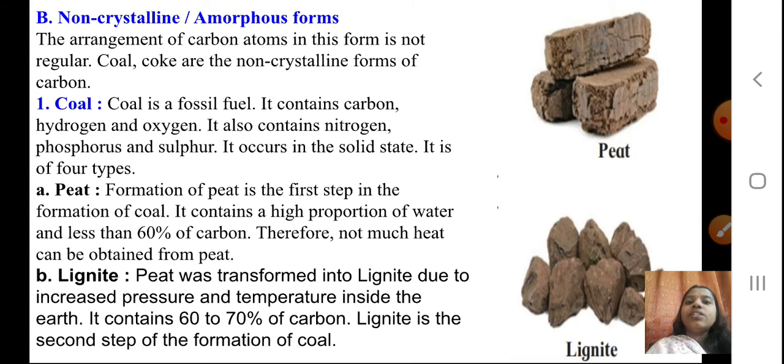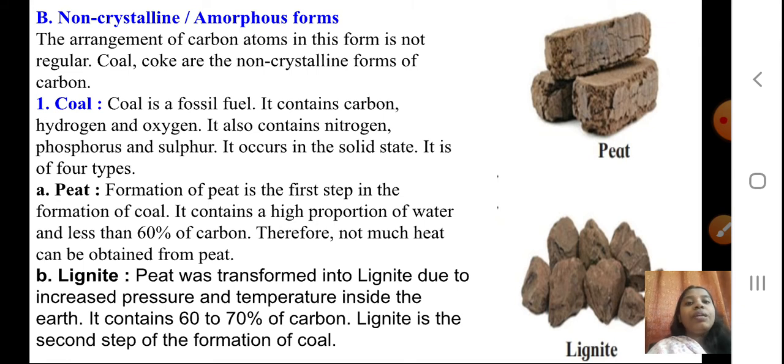Now the A type, first one, is peat. Formation of peat is the first step in the formation of coal. It contains a high proportion of water and less than 60% of carbon. So the carbon percentage is less than 60% but with a high proportion of water. Therefore, not much heat can be obtained from peat. What are we using coal for? For heat energy, right? So peat cannot give that much heat energy. You can see the picture of the peat, how it looks like a brick.